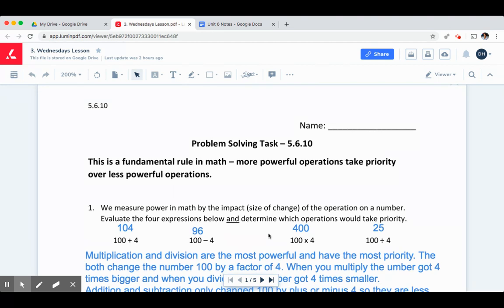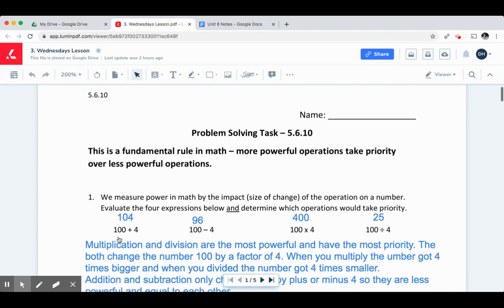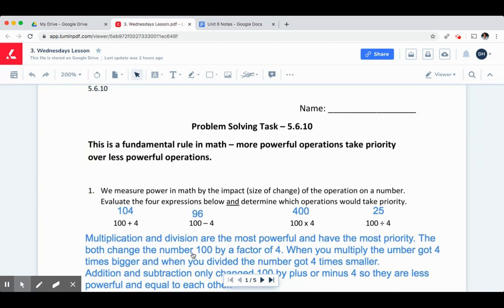Here, multiplication and division are more powerful than addition and subtraction. Both multiplication and division changed the number 100 by a factor of 4. Multiplying by 4 made our number 4 times bigger, and dividing by 4 made our number 4 times smaller. That's different and more powerful and a bigger change than when we just added and subtracted by 4.